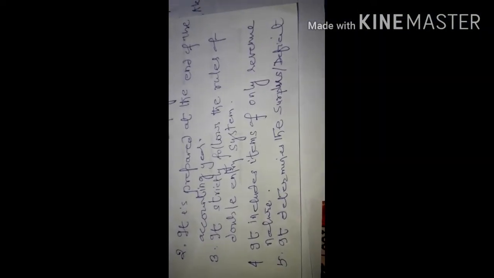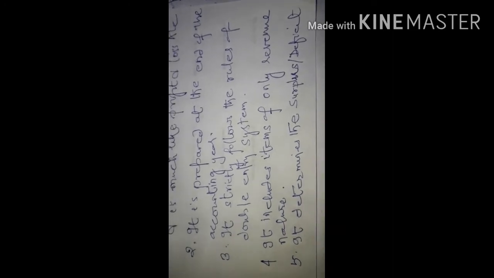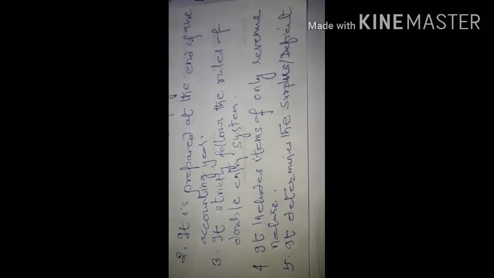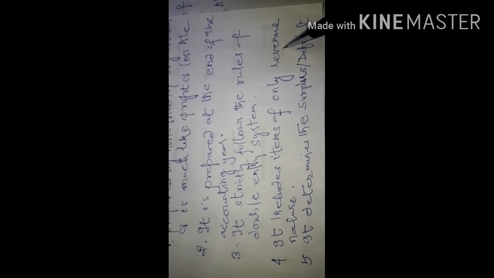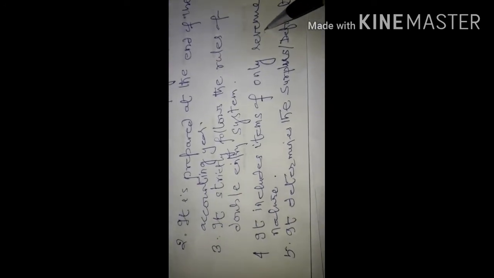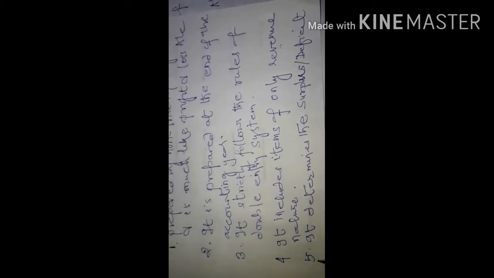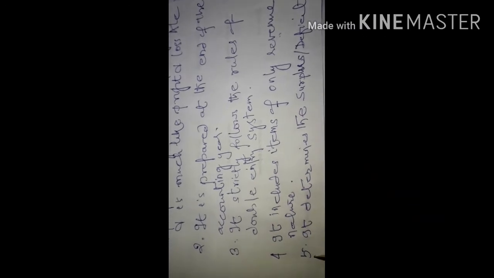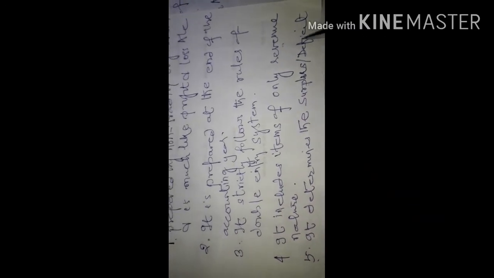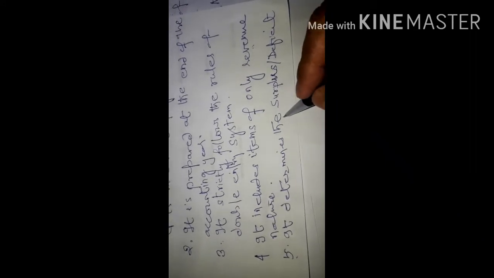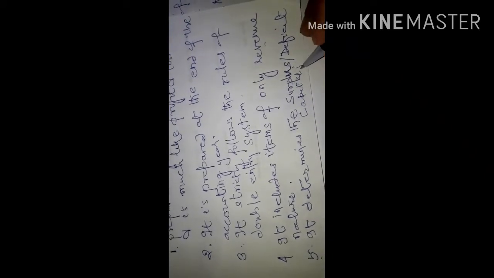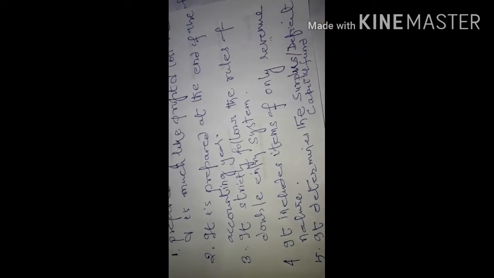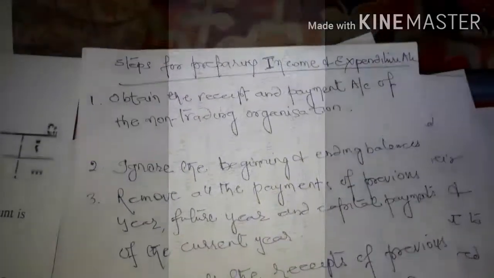Number 4. The fourth characteristic of income and expenditure account is that it includes only items of revenue nature. The capital nature items are not included in the income and expenditure account. And finally, it determines the surplus or the deficit earned by the non-profit organization during a year, and this surplus or deficit is transferred to the capital fund. And what is capital fund? We will be learning further in the chapter. So the surplus or the deficit is transferred to the capital fund.